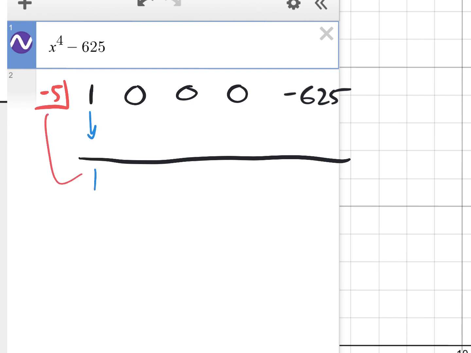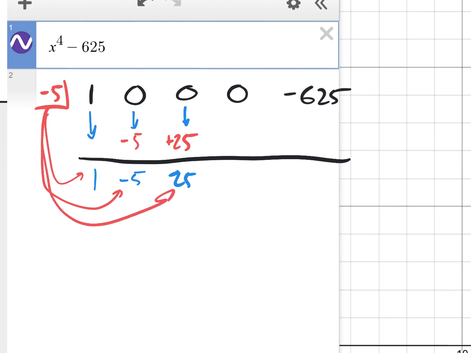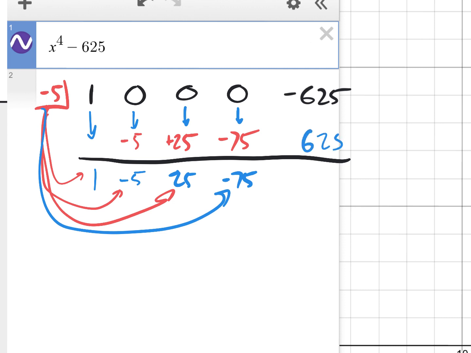When you multiply, -5 times 1 is -5. When you come down, you add 0 plus -5 is -5. As you go up, you multiply -5 times -5 is positive 25, because there was a negative times a negative. And then as you go down, you combine 0 and 25 is 25. As you go up, you multiply, -5 times 25 is -75. As you go down, you combine 0 and -75 is -75. As you go up, multiply -5 times -75 is positive 625. Whoops, probably should have written that in red, 625.